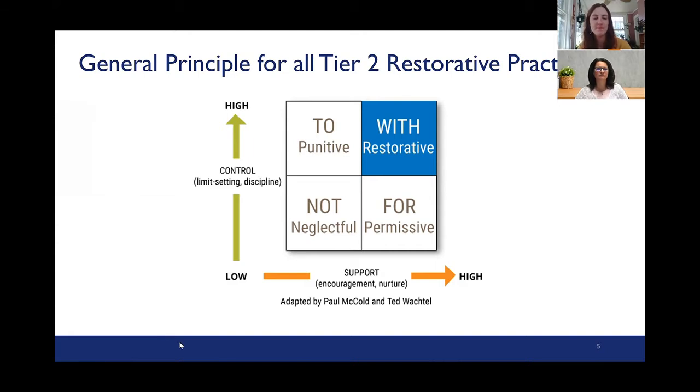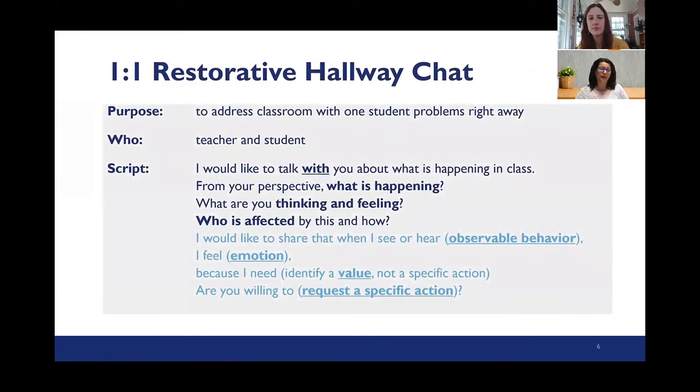Mm-hmm. Well, the first one we're going to share is a one-on-one restorative hallway chat. Now, I call it the hallway chat because in my experience, that's where it happens most of the time. But in other print material, you may see it called a restorative conversation. Really, the purpose is to address a classroom problem that involves one student and to do it right away. And it usually involves just the teacher and the student.